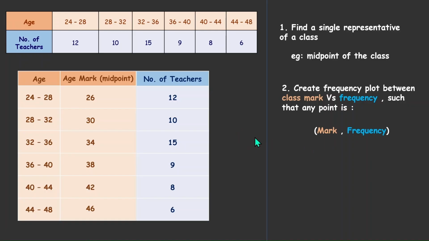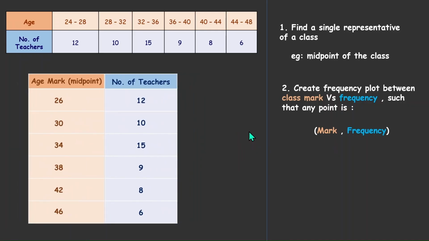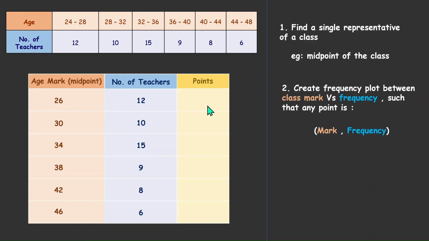So let's write down our points. So we have points like (26, 12) would be here. Another point would be (30, 10). Then it would be (34, 15). Here is (38, 9), (42, 8), and (46, 6). But our work is still not done.